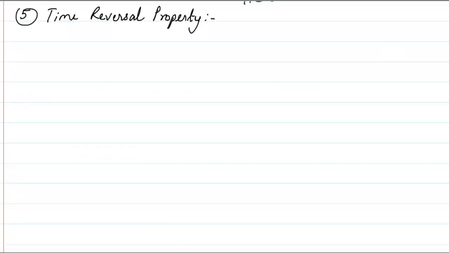The time reversal property basically states that if you are having a function x of n whose DTFS comes out to be X of k, then if you want to take the DTFS of x of minus n, all you have to put is minus k. That means it straight away goes for a flip.